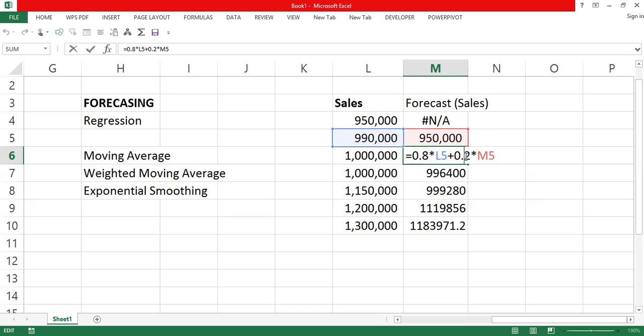Okay, that's how I got that. Then this one is now using this one. Please, are we following? Applying the same formula, 0.2 times M6, which is this position. That's the previous month's forecast. Multiply by 0.8 times L6, the previous month's actual.